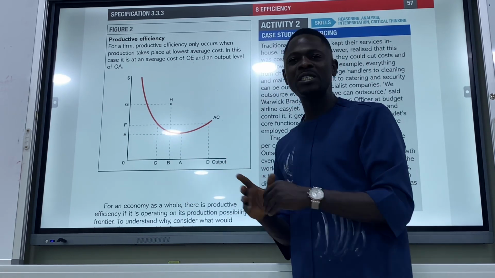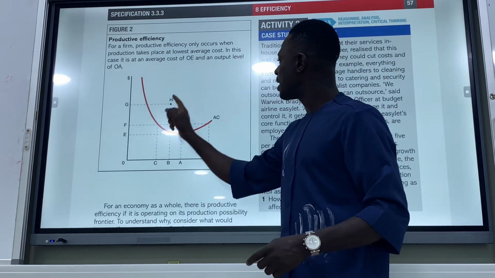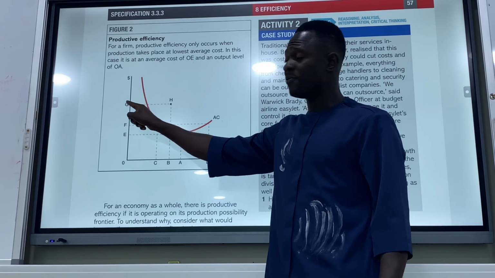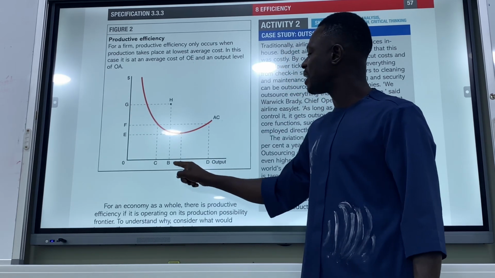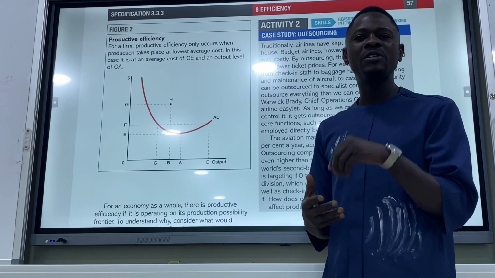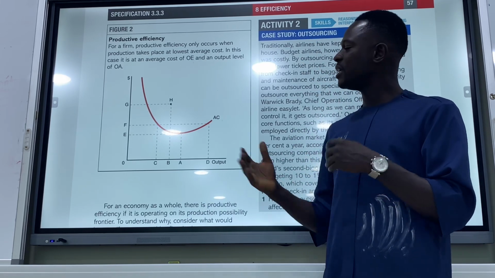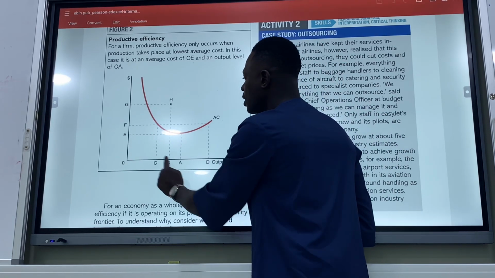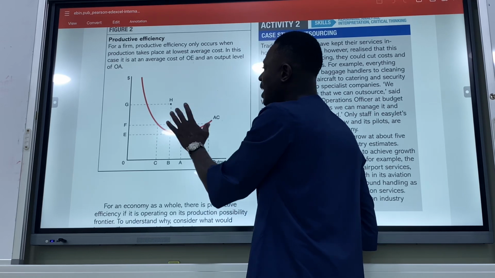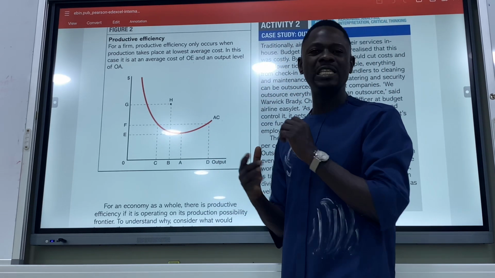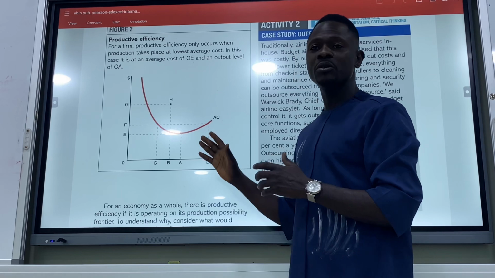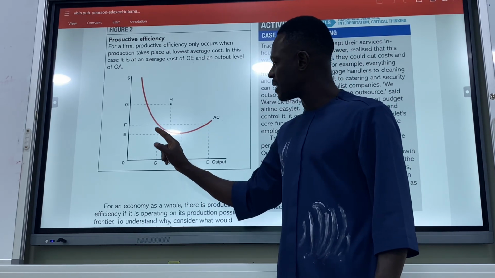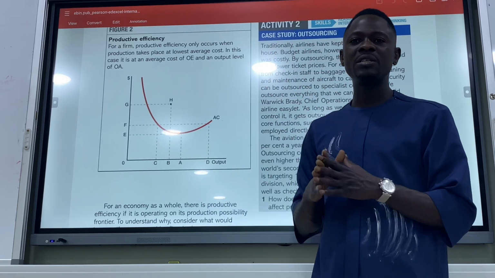So the firm is productively inefficient producing at point H because that is the highest possible cost, which is not good, which is inefficient. And producing at OB means that the firm is not able to achieve the lowest possible cost of production, because at OB it is slightly above E, while at OA it is at E. So that is what we call productive inefficiency. For this firm to be productively efficient, it has to produce at OA and at the cost of OE. That is what we call productive efficiency.